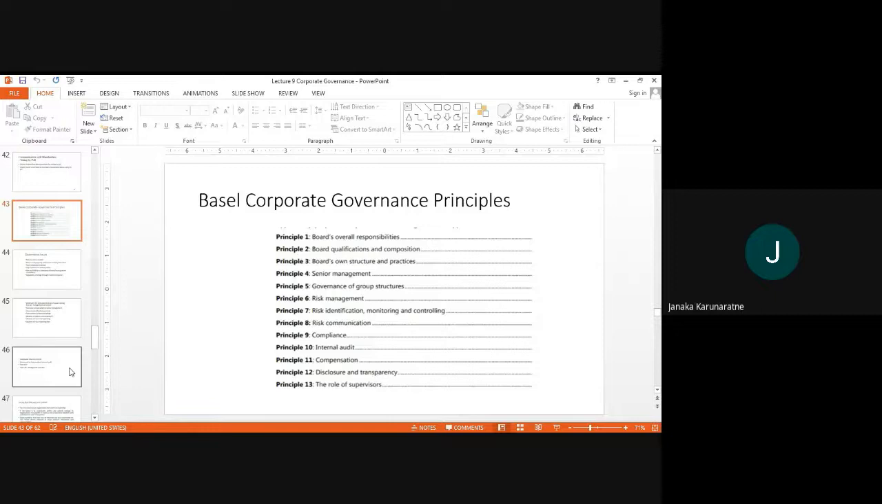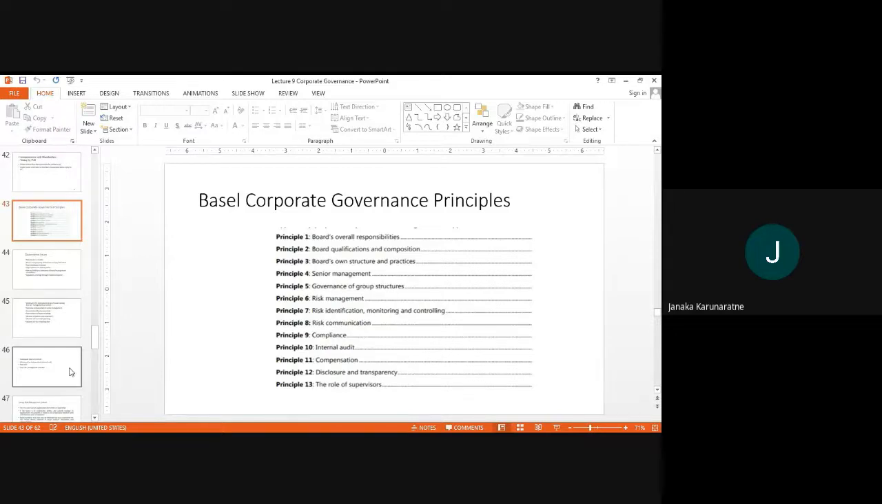Then principle 6 is about risk management, the board's risk management. Then risk identification, monitoring and controlling. I think all of this we discussed in detail, but this has become a principle in the Basel corporate governance principles.